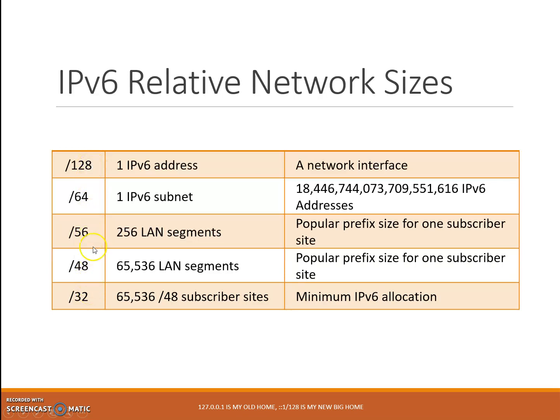Okay, and we can see here there are different options for allocation. You can get a /128, which is one IPv6 address, and you can also get a /64, which is one subnet, and you will have plenty of IP addresses. And you can get /64 or /56 and /48, and the minimum is /32.